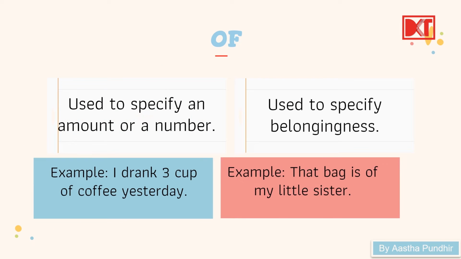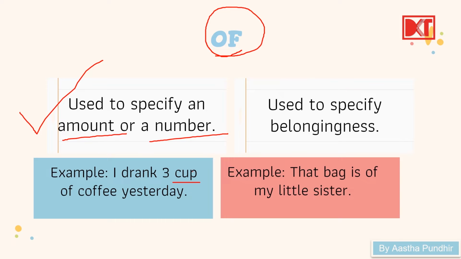So the next example we have is "of". Now "of" is used to specify an amount or a number. For example, here: I drank 3 cups. I'm sorry, it should be cups because it is plural. I must have mistyped it. Okay, the typing error, I'm sorry. I drank 3 cups of coffee yesterday. Then it is used to specify belongingness. That bag is of my little sister. Whom does it belong to? My little sister. So, belongingness. 3 cups of coffee: amount or number we are telling. So, "of".